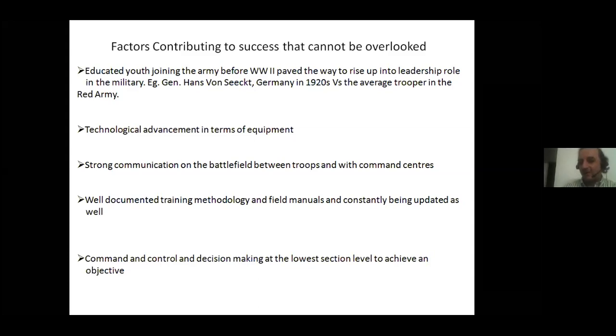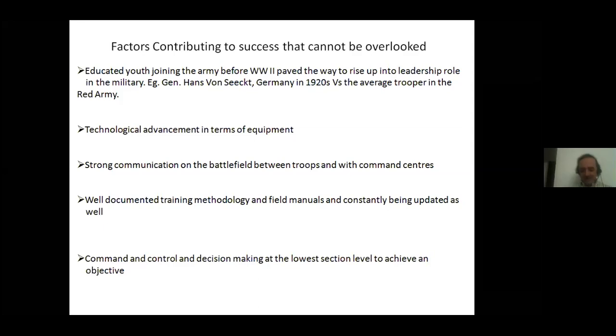And command and control. At a section level, division level, there is freedom to operate. A 10-person squad, a section, is flexible enough to operate. If you have been given an objective to capture a bunker, you are free to operate the way you want. There is no hierarchy or bureaucracy to restrict. You are given these resources, you just go and do the job. So these kinds of command and control procedures and decision making at that level make a difference in the war for some of the armies here.